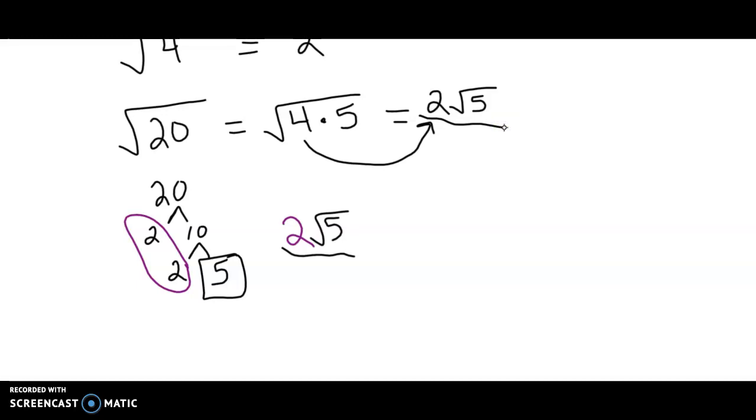What we're going to be talking about now is things that are not square roots, but maybe cube roots and fourth roots and fifth roots. So the first thing we need to talk about is what is everything called?